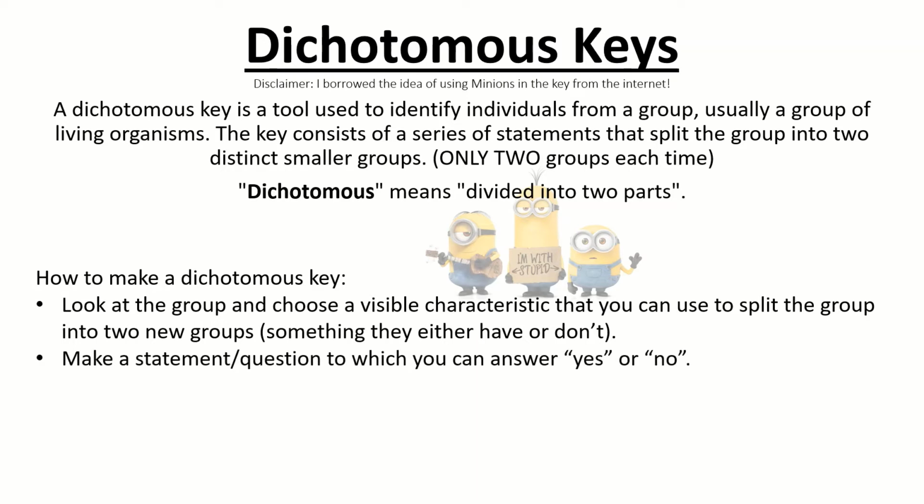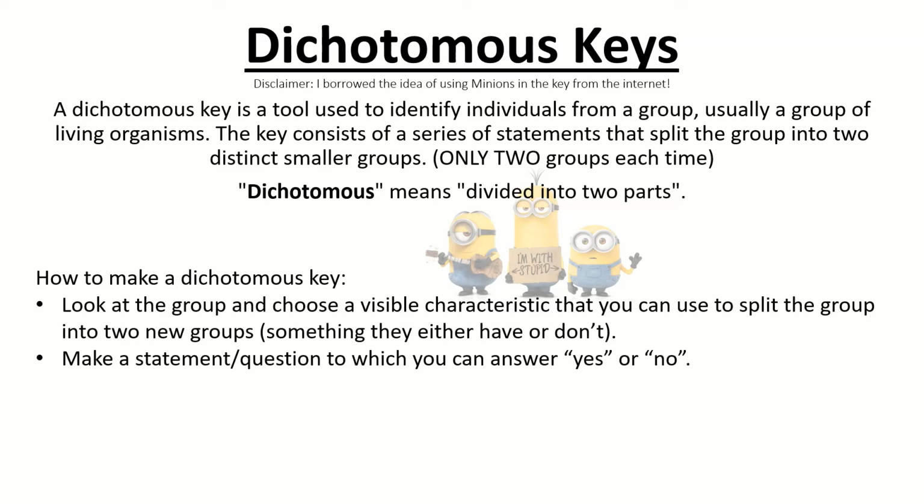The characteristic that you choose must be worded in a statement or question to which you can answer yes or no. So, for example, you would say, has 4 legs. The answer to that would be yes or no. You must be careful not to say, how many legs does it have? Because the answer, of course, could be 2, it could be 4, it could be 6, or any other number of answers.